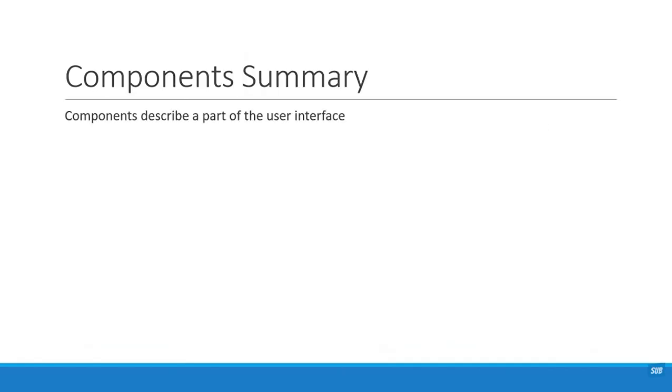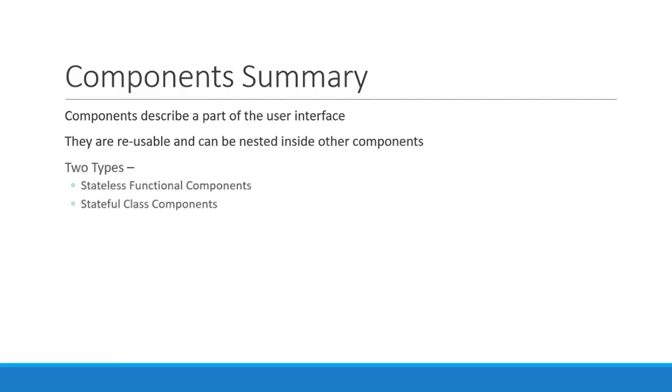Alright then, let me quickly summarize what we have learned about components. Components describe a part of the user interface. They are reusable and can be nested inside other components. There are 2 types of components, stateless functional components and stateful class components. Components are the building blocks of any React application, so it is crucial to get a good understanding of the 2 types of components. Let's start with functional components in the next video.